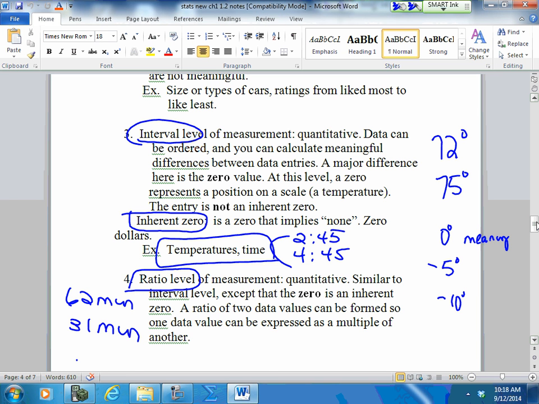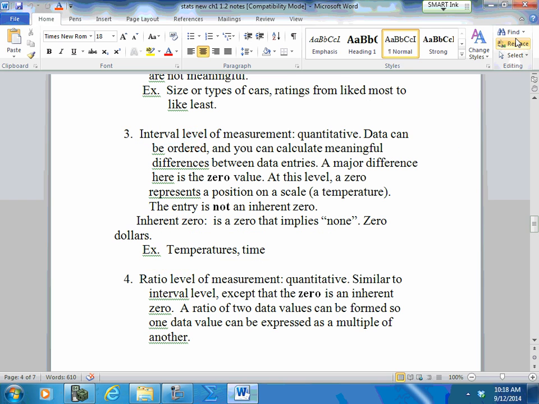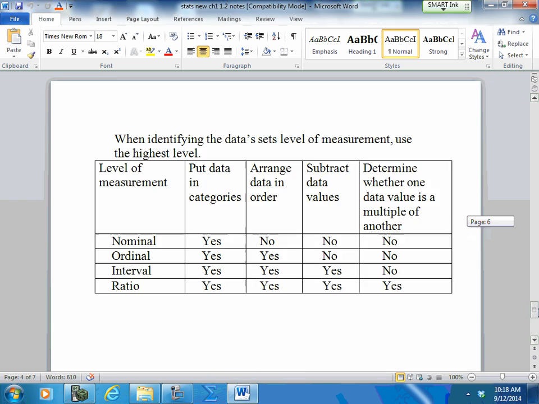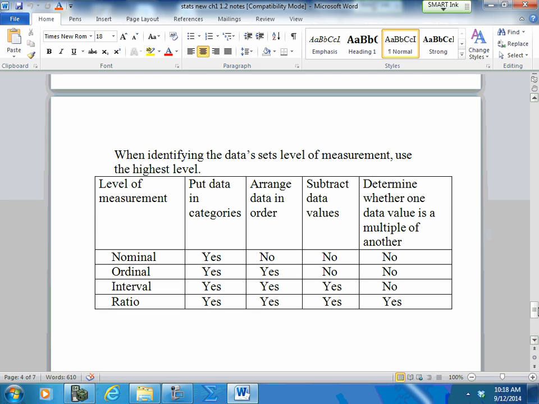This is the highest level you get. Now, I'm going to flip to this chart for a second. At the very end, what happens is, each time you go up, you can do the one before that. So we always have to shoot for the highest level we can.